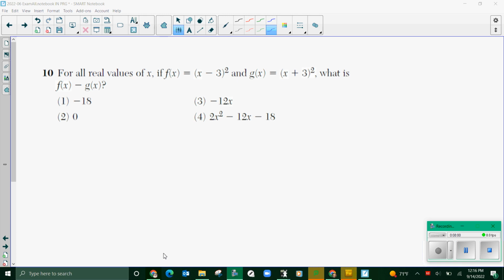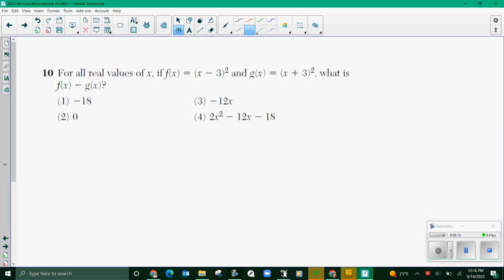Okay, for all real values of x, if f of x is x minus 3 squared and g of x is x plus 3 squared, what is f of x minus g of x? All right, all I'm going to do is take f of x and subtract g of x. That's it. So I have x minus 3 squared minus x plus 3 squared.